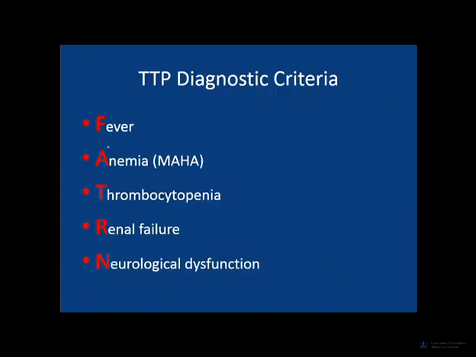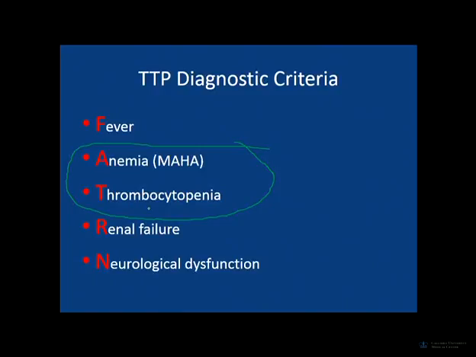You don't need all 5 of these to diagnose TTP, but any of the 5 of these can occur in patients with TTP. This is kind of the core 2 things that you need to see in TTP. You need to see thrombocytopenia because platelets are getting consumed in these clots in the microvasculature because of the ultra-large multimers. And you need to see anemia, but it's not any kind of anemia. You need to see schistocytes. You need to see microangiopathic hemolytic anemia. At minimum, you need to see these 2 things.